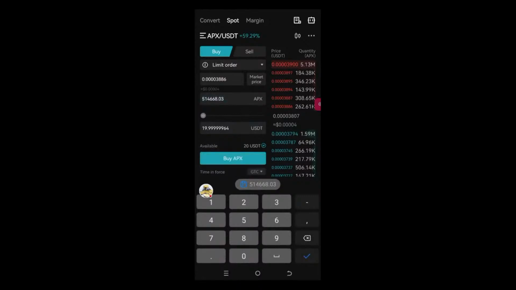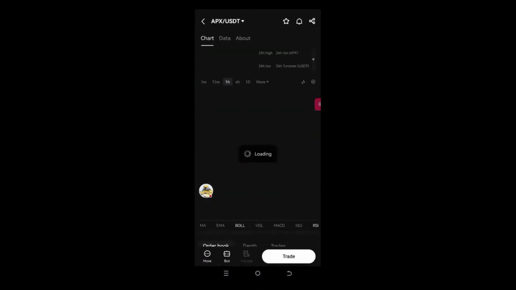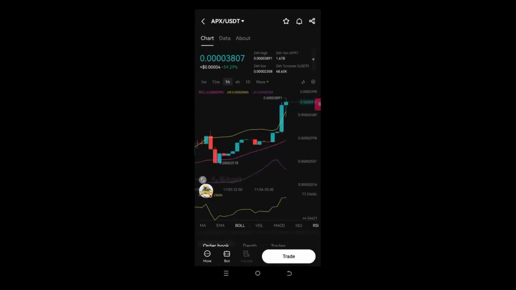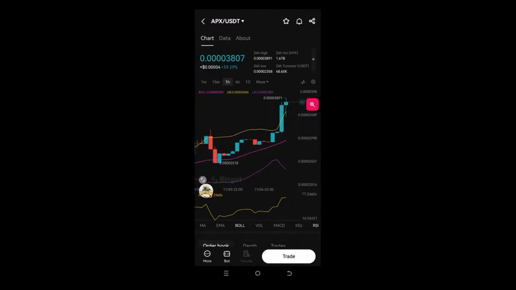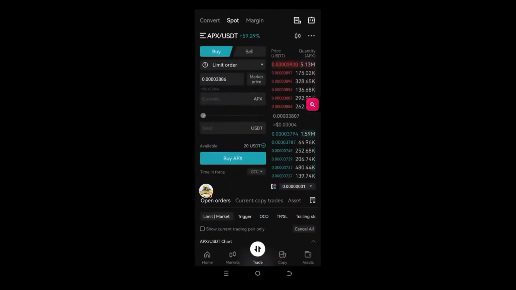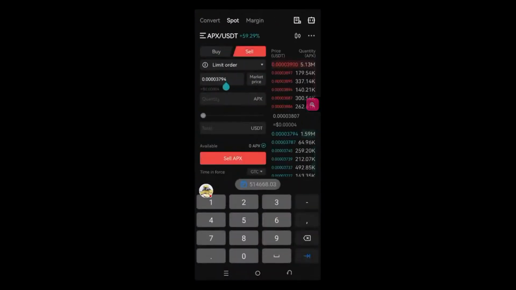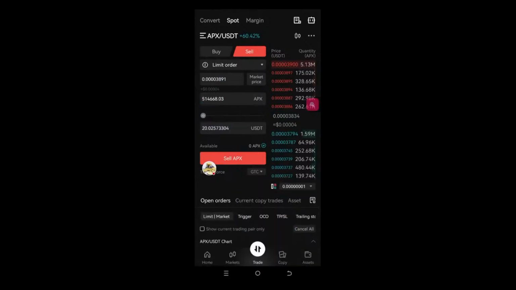Copy. That was the place it went to in the last 24 hours. It went to where? Let's check that out. Let me use my magnifier. 3891. Okay, let's check it out. Let's sell and put 3891 there and see. Let's put the quantity of APX there.